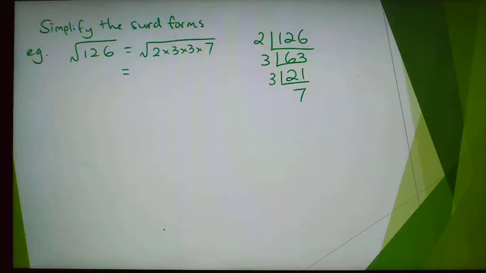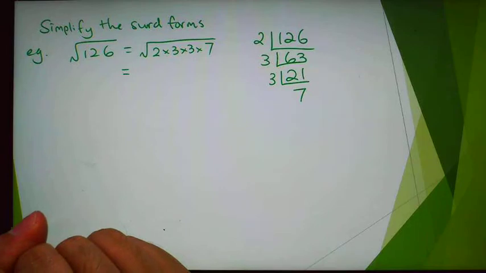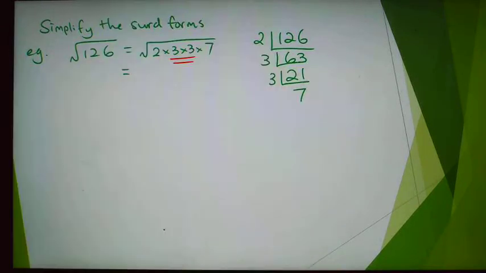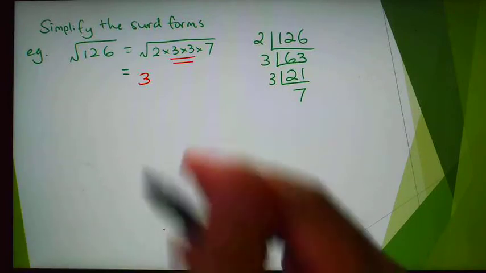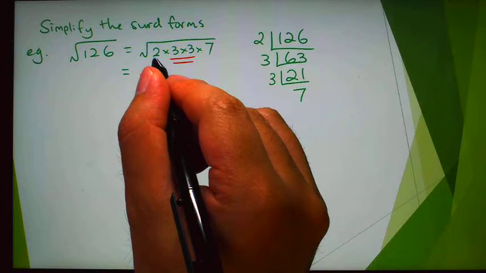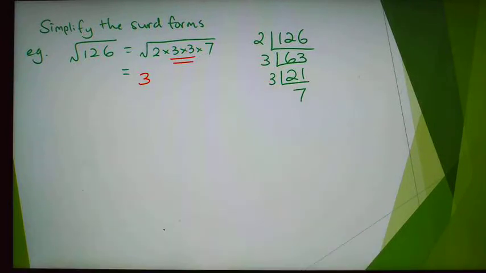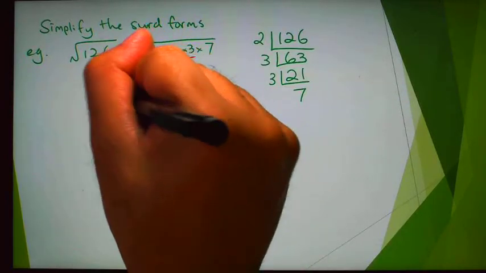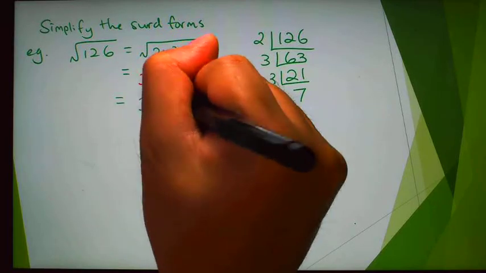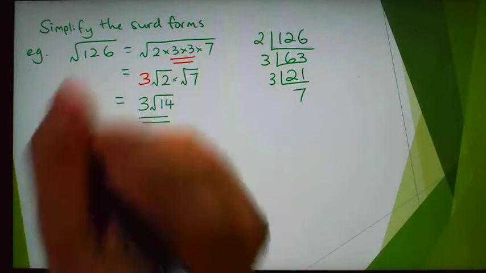So the square root of 126 equals the square root of 2 times 3 times 3 times 7. Because when we take the square root, if we have two of the same number inside, we can take one out and put it outside of the square root. So it becomes 3 outside. With the numbers inside, there's only one 2 and one 7. We can't make any pairs, so we only have the square root of 2 times the square root of 7 inside. But of course, we can squeeze it together. It becomes 3 square root of 14. That's our simplest form for the square root of 126.